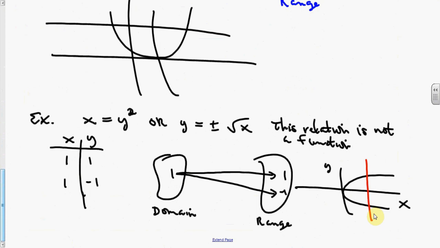If you wrote the ordered pairs, this is 1 and 1, and then 1 to negative 1. A function is said to be the set of ordered pairs where no two ordered pairs have the same x value or the same domain value. Right? So all of that is to be understood when we talk about functions. And that's what we know.